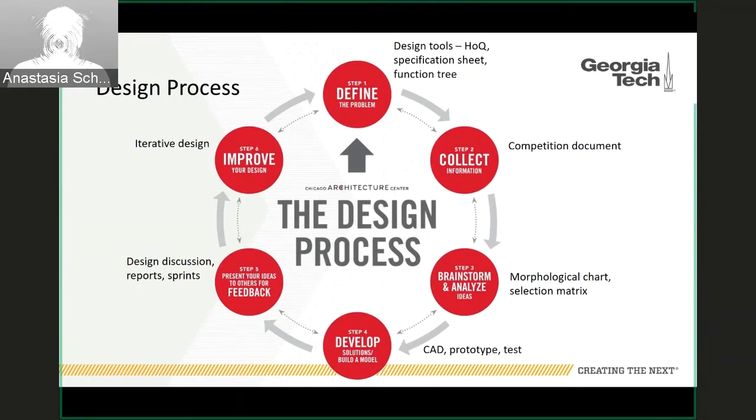to develop solutions or build a model. So when you're developing your solution, that's really going to be where you're getting into your CAD. Once you've done your CAD, you can make your physical prototype and then start testing it. Step 5 is to present your ideas to others for feedback. So that is going to be the design discussion you have in your studio, the reports you turn in to your instructor will give you feedback, and then the sprint phases of the design competition are great times to get feedback. And that'll lead you to step 6, which is to improve your design.